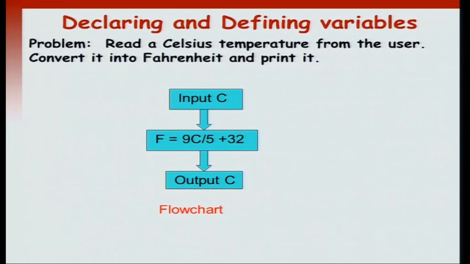So the flowchart is very simple. You have an input C, which is the current Celsius that you want to convert. Then you apply the formula F, which is 9C upon 5 plus 32.